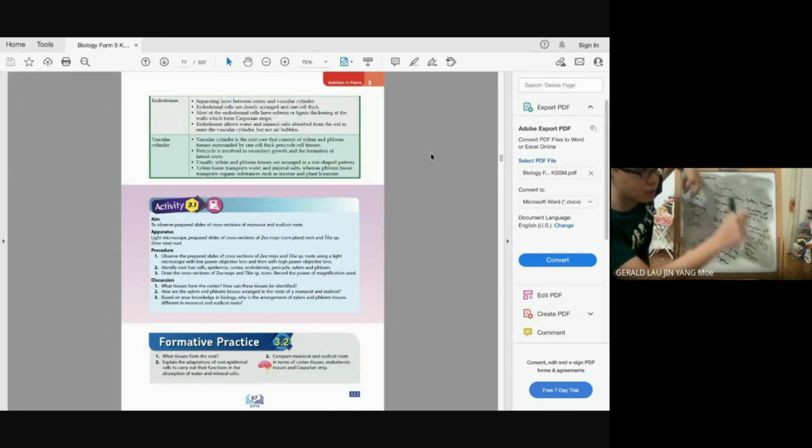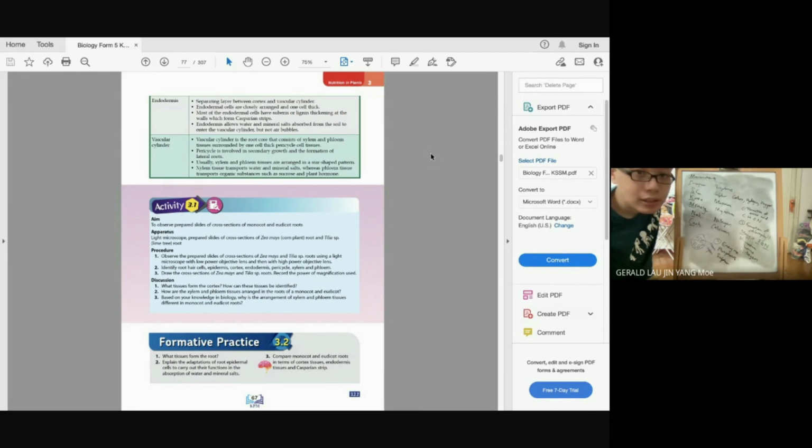Because of this Casparian strip, when you use the apoplast pathway, in the end when you reach the endodermis, you have to retract back to the symplast pathway. You cannot use apoplast to bypass the endodermis because of this Casparian strip. Later on, in chapter 4, we will look at that in more detail. The endodermis allows water and mineral salt absorbed from the soil to enter the vascular cylinder, but not air bubbles.